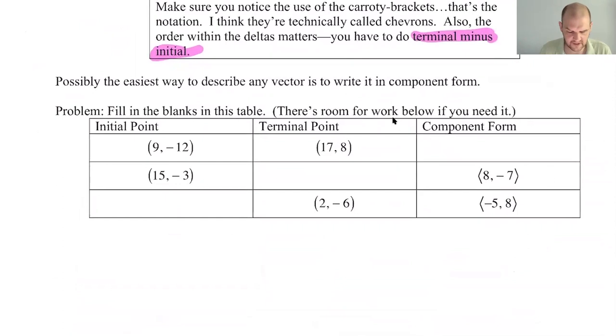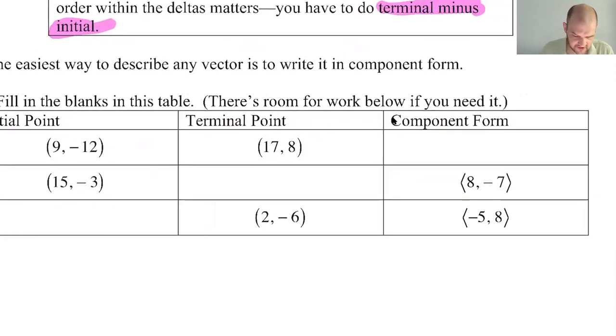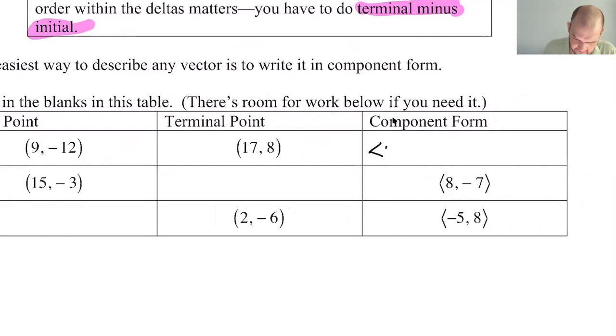Terminal minus initial. So here, fill in the blanks in this table. We know 2 out of the 3: initial point, terminal point, or component form. So in the first one, I know initial point and terminal point, so I'm just going to do terminal minus initial. So that's 17 minus 9, comma, 8 minus -12, which is 8 comma 20. So you move 8 units to the right, and you can check it really quickly: start at 9, move 8 units to the right, yes, you end up at 17. -12, move 20 units up, yes, you end up at 8. So we did it right.